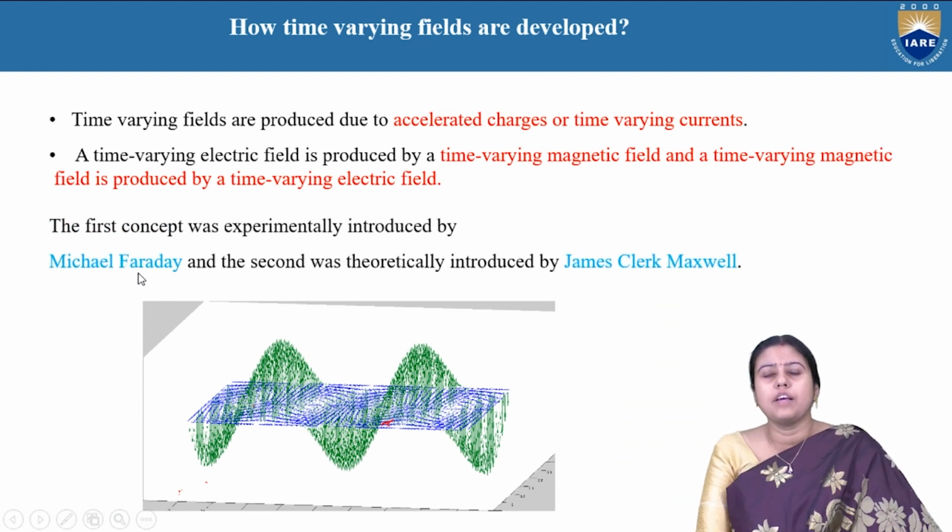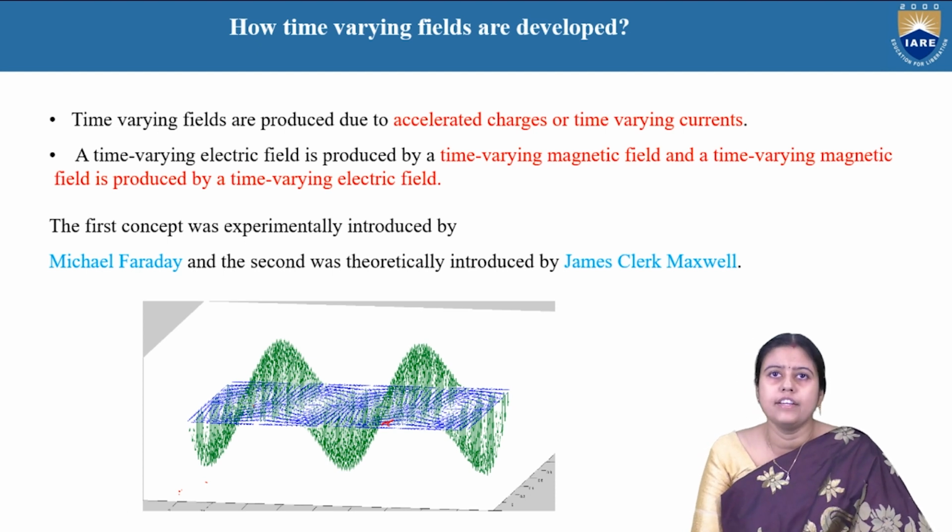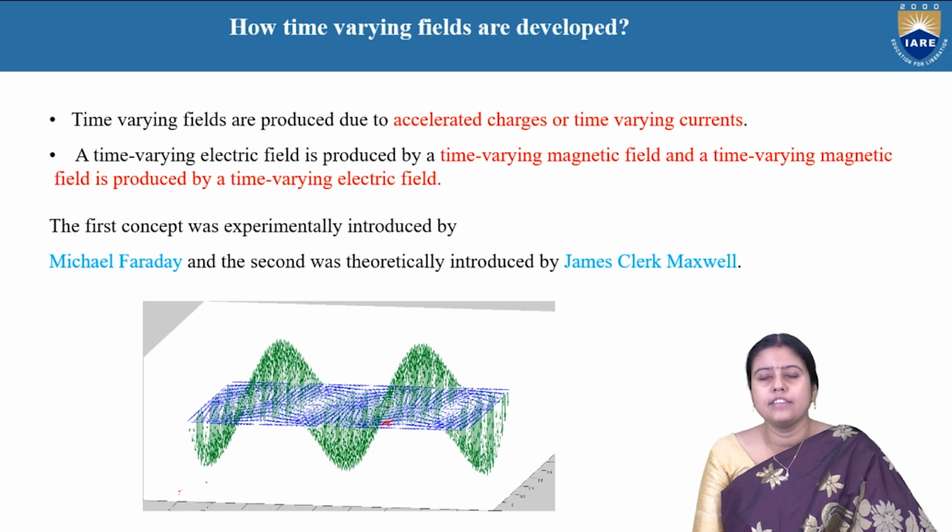The first concept was experimentally introduced by Michael Faraday, and then theoretically it was proved by James Clerk Maxwell. That's why Michael Faraday and James Clerk Maxwell are known as the fathers of electrical engineering.